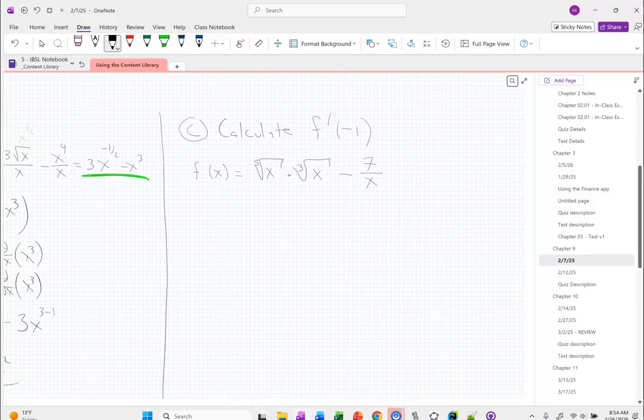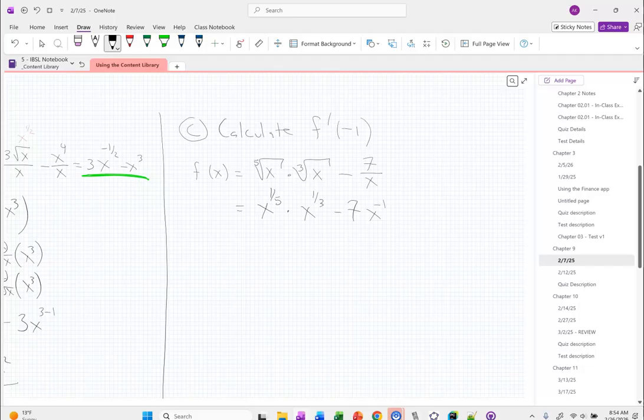So I'm going to start by rewriting all these x's as power functions. The fifth root of x is the same as x to the 1/5. The cube root of x is the same thing as x to the 1/3. 1 over x is the same thing as x to the negative 1.